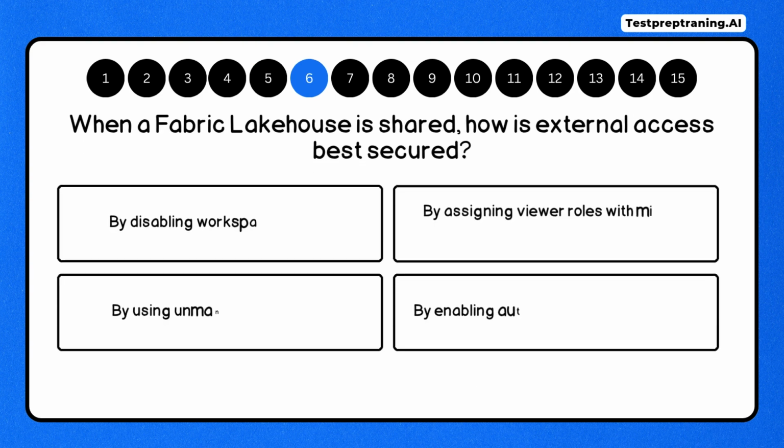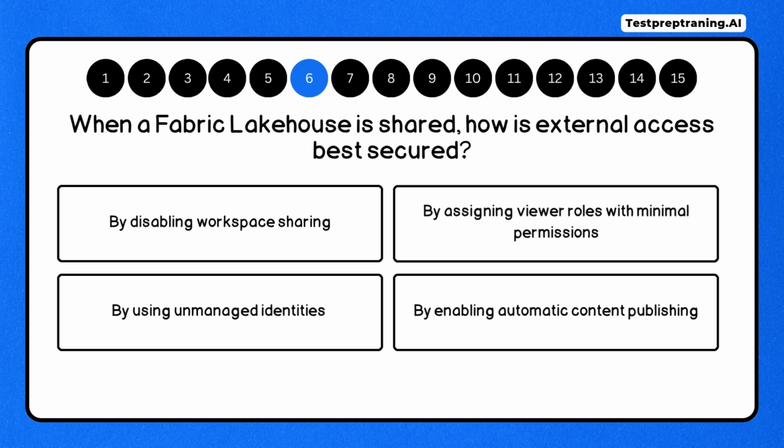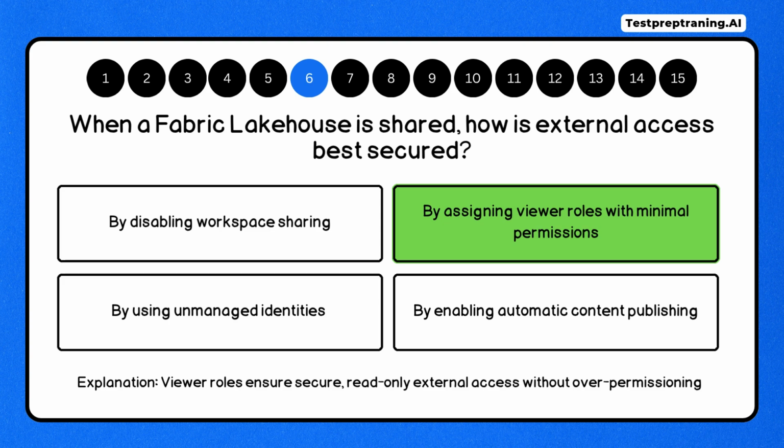Question 6. When a Fabric lakehouse is shared, how is external access best secured? Correct answer is by assigning viewer roles with minimal permissions, as viewer roles ensure secure, read-only external access without over-permissioning.